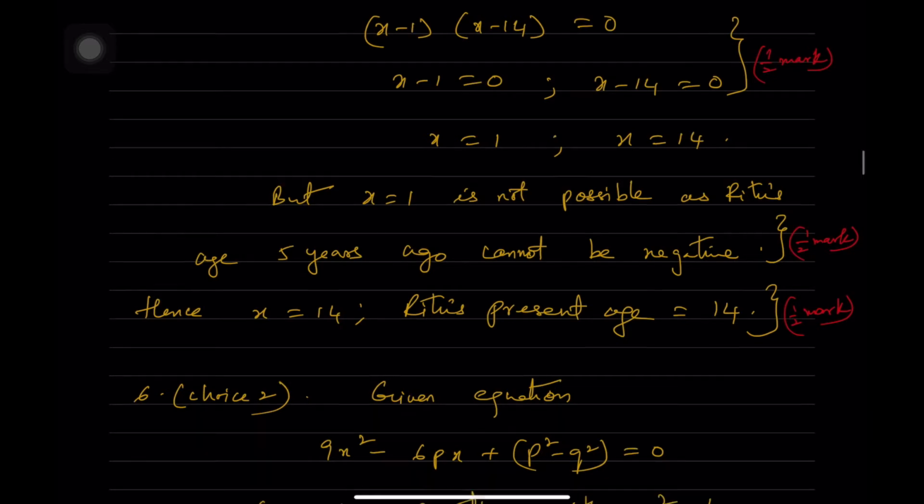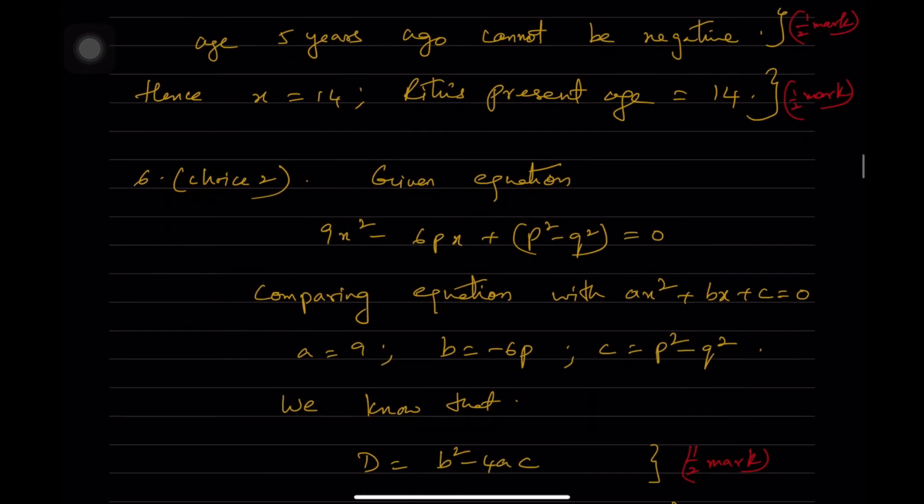Now the second choice question is we have to solve this equation, solve for x: 9x square minus 6px plus p square minus q square is equal to 0.